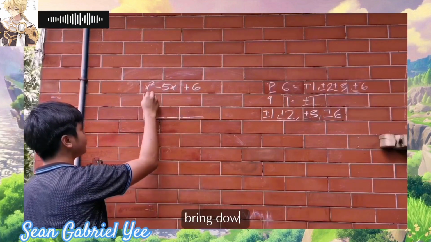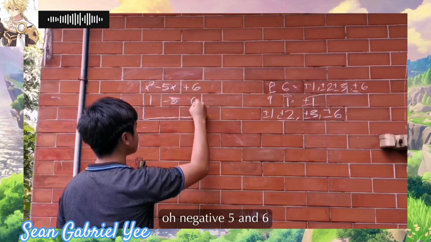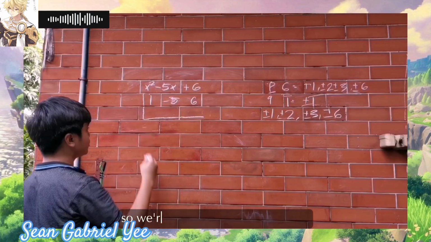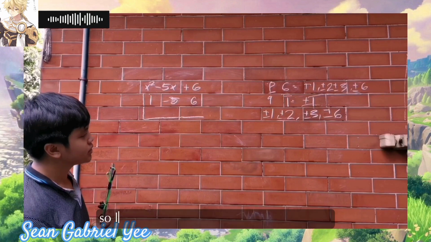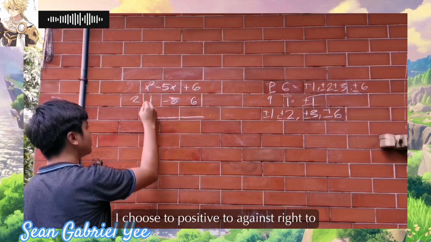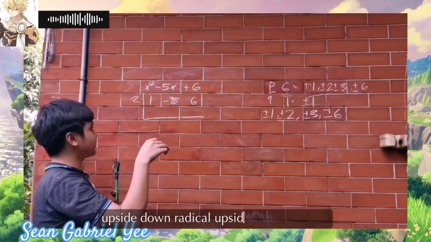Just bring down. So it's going to be 1, negative 5, and 6. We're going to be doing trial and error. So let's choose one of the possible zeros. I choose positive 2. Okay, let's try 2. Now, the remainder factor theorem is just like an upside down radical, upside down division.